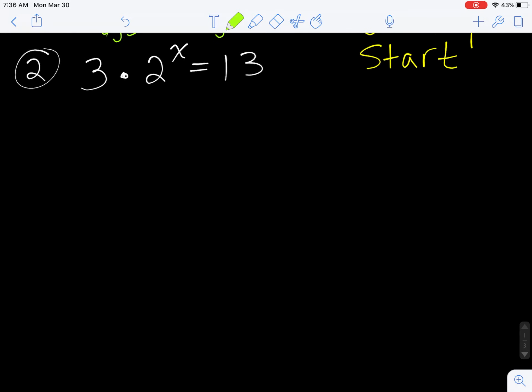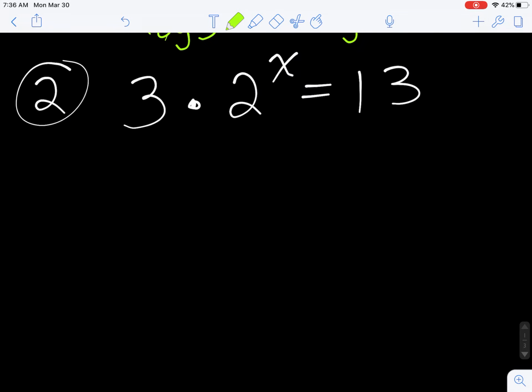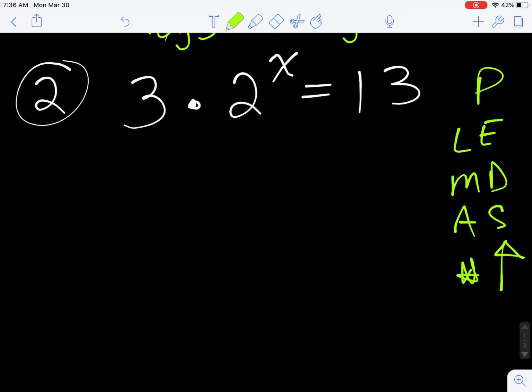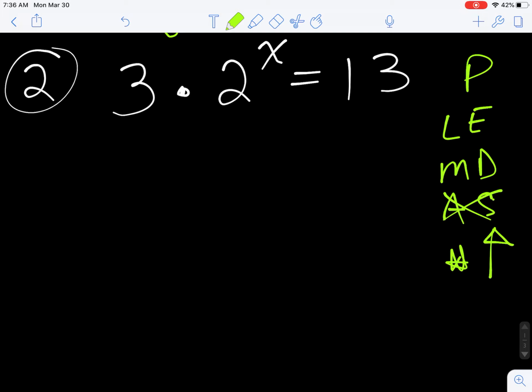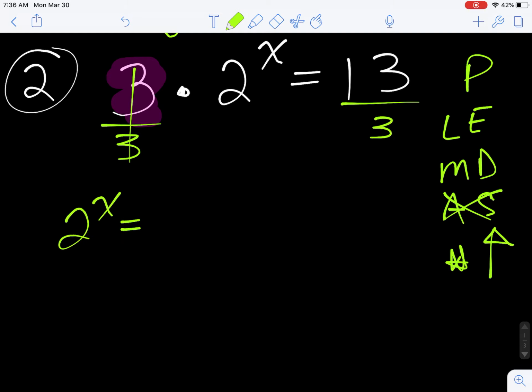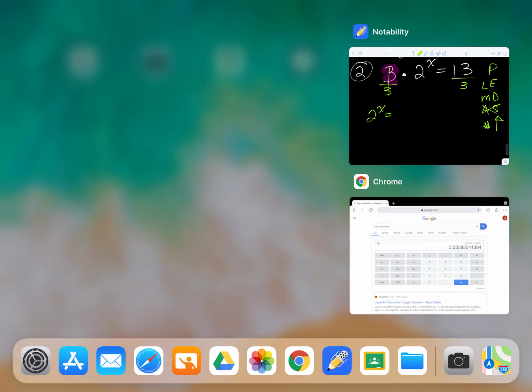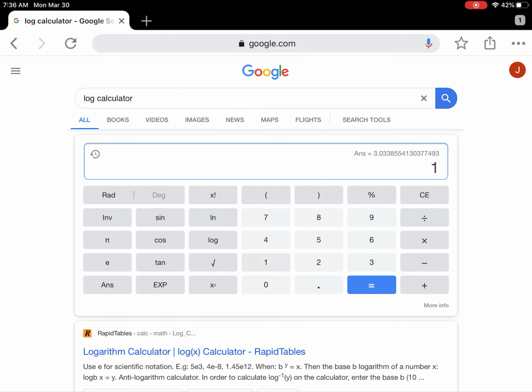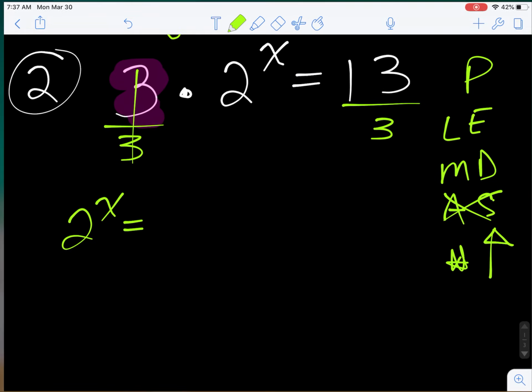So let's look at example 2 here. Start at the bottom here, and I'll write PEMDAS. So we're going to start at the bottom here and work ourselves up. Do we have any add and subtract in problem 2? No. Do we have any multiply or divide? Well, if you look here, we're taking 3 and we're multiplying it times 2 to the x. So we need to do the opposite of multiplying by 3, which is to divide by 3. So you get 2 to the x equals, you can leave 13 divided by 3 as a fraction, or you can use your calculator and get an approximate decimal. And we'll say it's 4.33 repeating, or just 4.33.